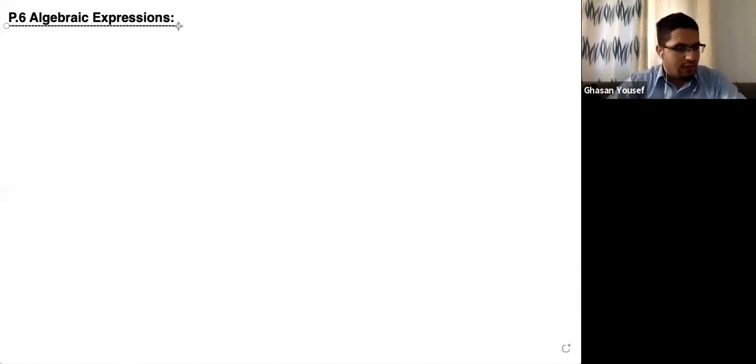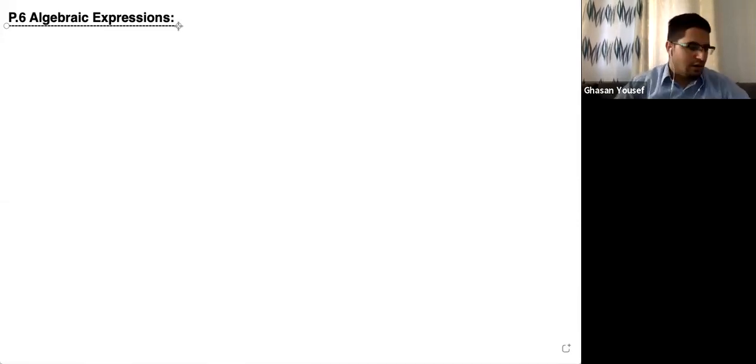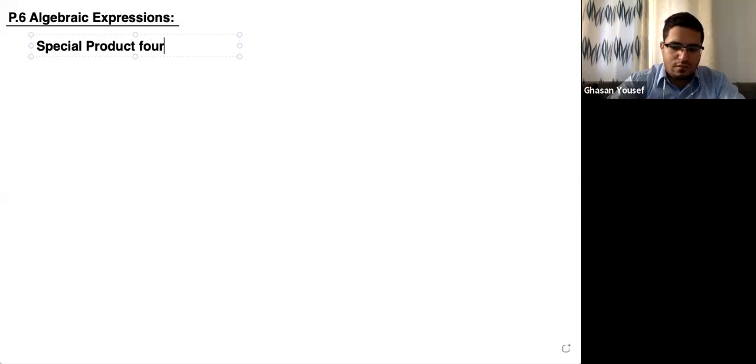Then we moved to multiplying algebraic expressions, and I also gave a small example for multiplying algebraic expressions. So we stopped at special product formulas. So here, special product formulas.